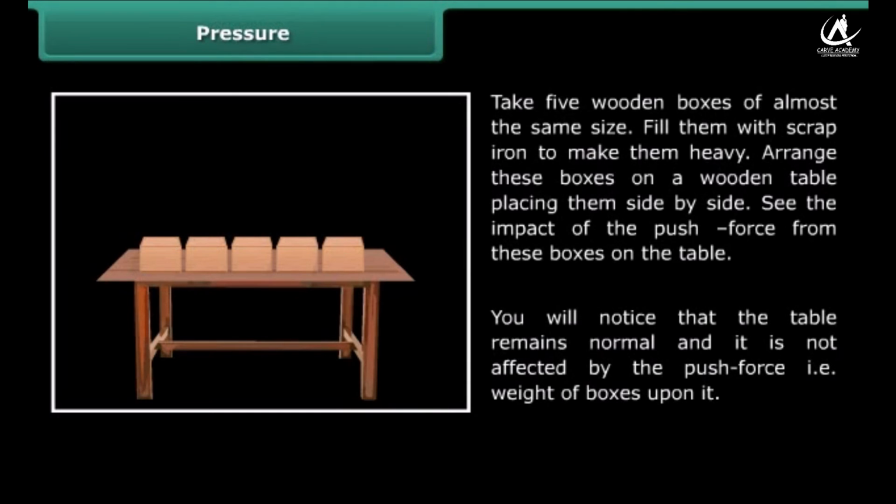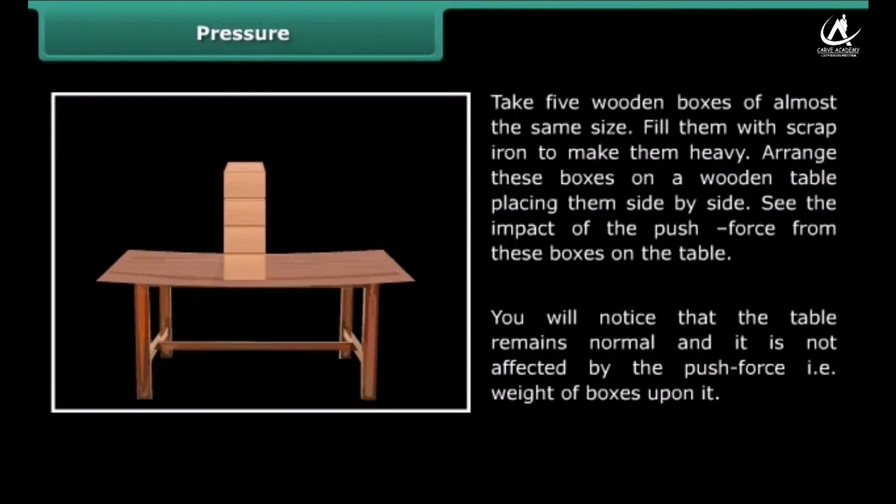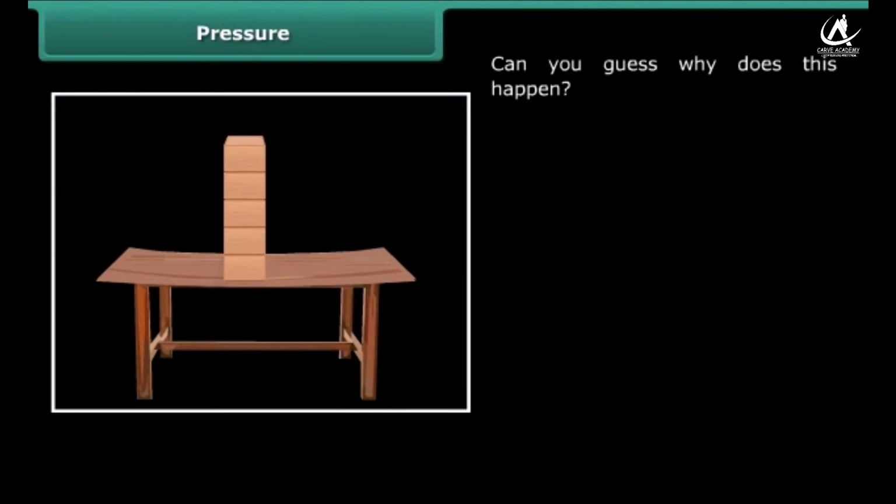You will notice that the table remains normal and it is not affected by the push force, that is, the weight of boxes upon it. Now, rearrange these boxes on the same table, placing them towards the center and one over the other. Now see the impact. In this arrangement, the table either bends or breaks under the weight of boxes. Can you guess why this happens?